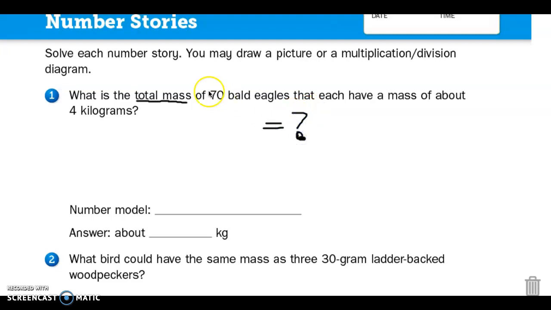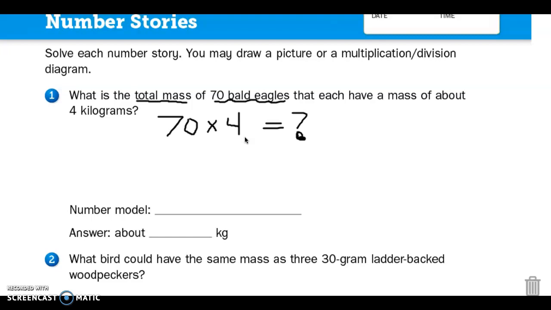Okay, we know that there are 70 bald eagles, and that each of them has a mass of about 4 kilograms. So we're going to put them at 4. So 70, what would my sign be? If each bald eagle is about 4 kilograms, but we have 70 bald eagles, that means we need 4 kilograms, but we need it 70 times because there are 70 eagles. So 4 kilograms for each eagle. Okay, so we made a plan. We said 70 times 4. 70 groups of 4.